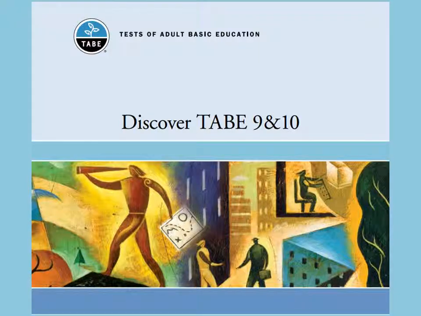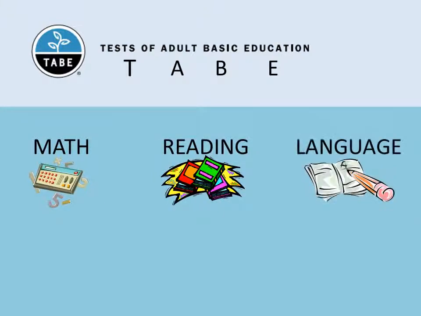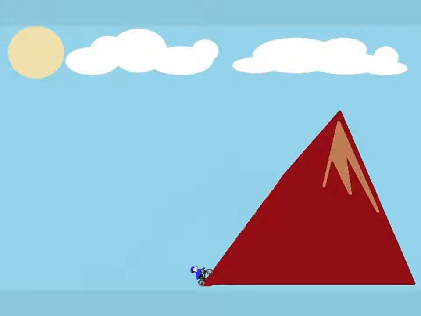As a student of Project Learn, you're familiar with taking the Tabe test, but maybe you're wondering why you take the Tabe test multiple times. The Tabe test is a test of adult basic education and includes math, reading, and language. Other tests, like the GED, have a specific score required to pass, and you either make it or you don't.